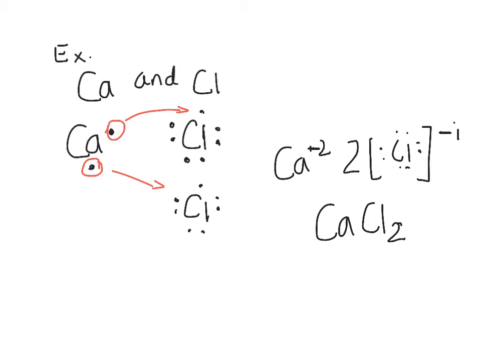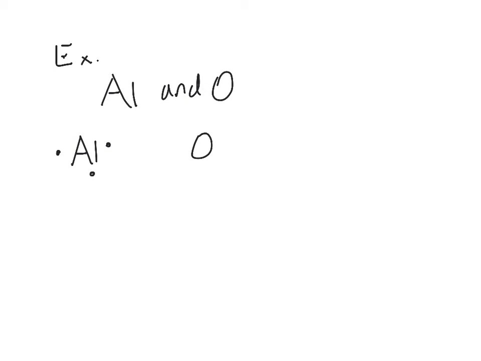The last is a really complicated one because what we're going to have here is aluminum and oxygen. When I draw my Lewis structure, Al has 3 valence electrons, so there's 1, 2, 3, and oxygen has 6 valence electrons, 1, 2, 3, 4, 5, 6, is what this one looks like. So aluminum needs to get rid of 3, and oxygen needs to gain 2.